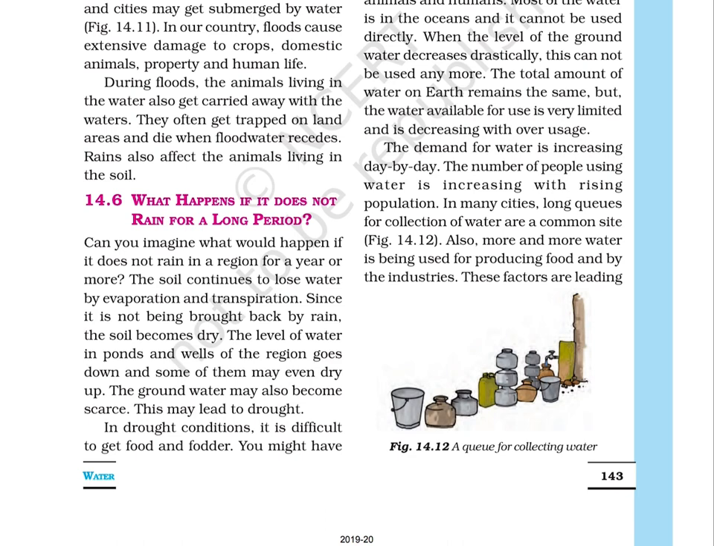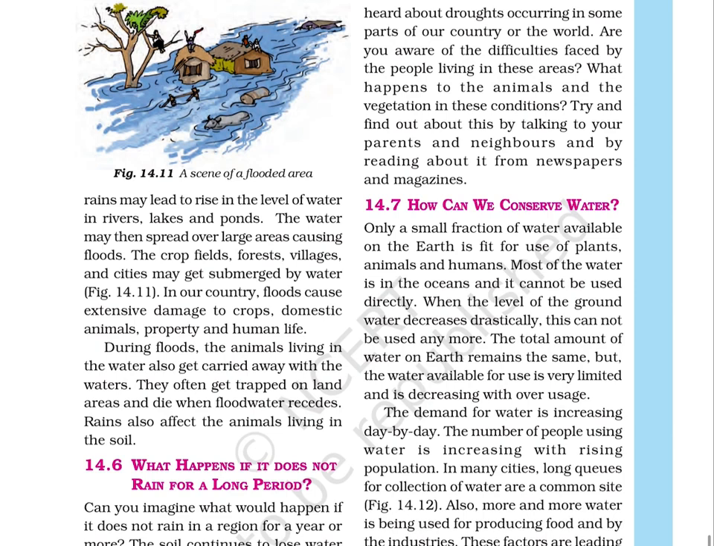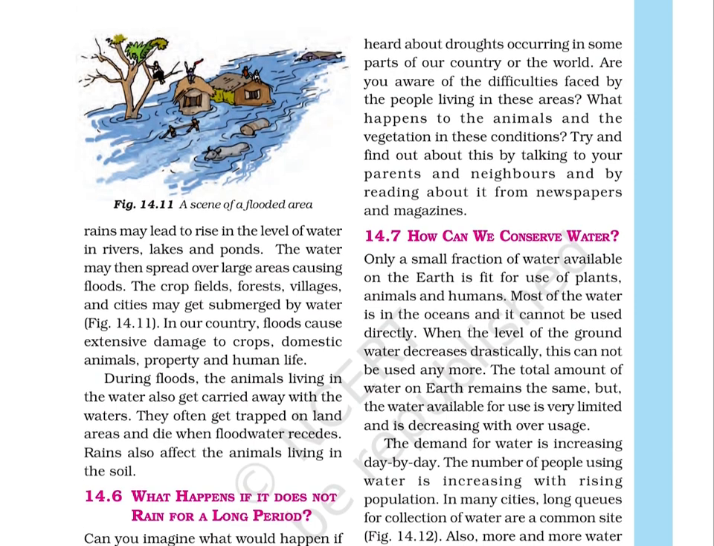In drought conditions, it is difficult to get food and fodder. You might have heard about droughts occurring in some parts of our country or the world. Are you aware of the difficulties faced by the people living in these areas? What happens to the animals and the vegetation in these conditions? Try and find out about this by talking to your parents and neighbors and by reading about it from newspapers and magazines. 14.7. How can we conserve water?